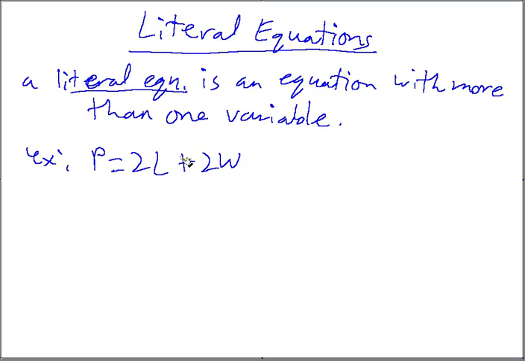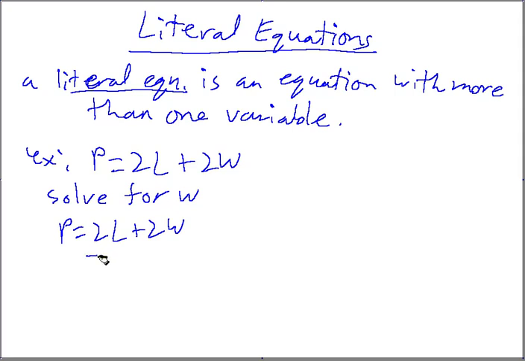In other words, let's say we're asked to solve for W in this equation. Let's go and solve this equation for W. So let's get W in terms of P and L. Right? So how do we do that? Well, just standard algebra. So W on one side, everything else on the other side. So for example here, P is equal to 2L plus 2W.